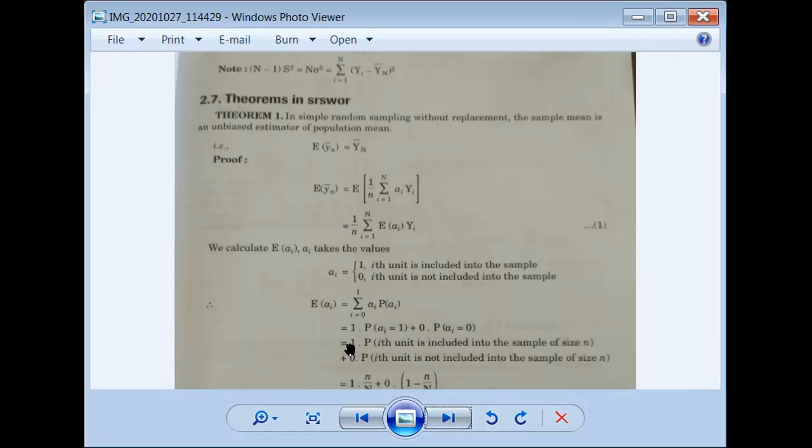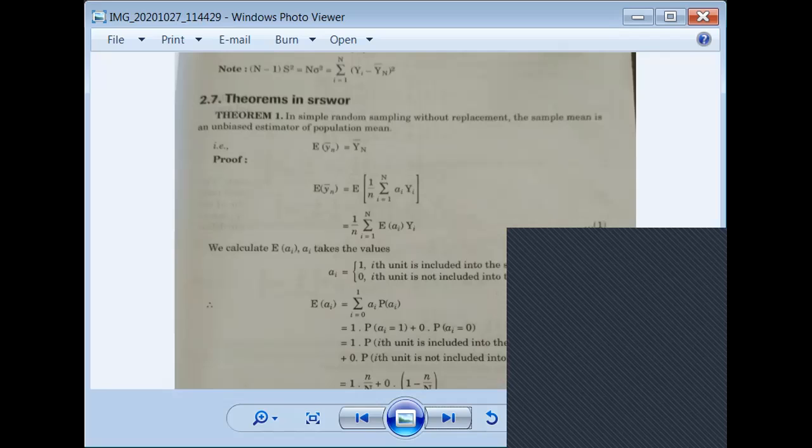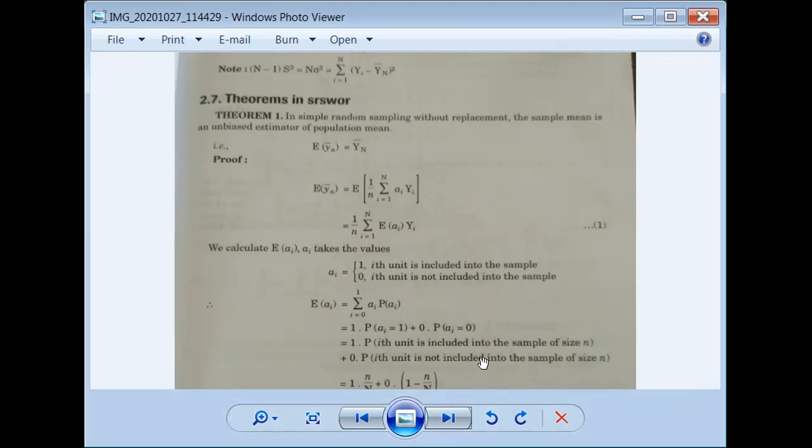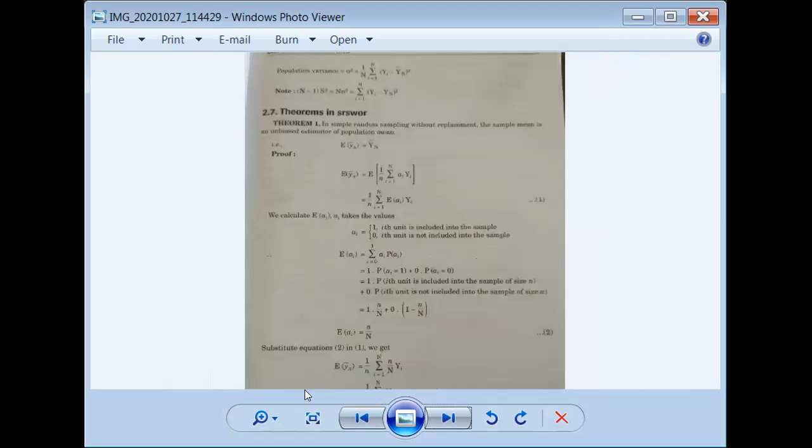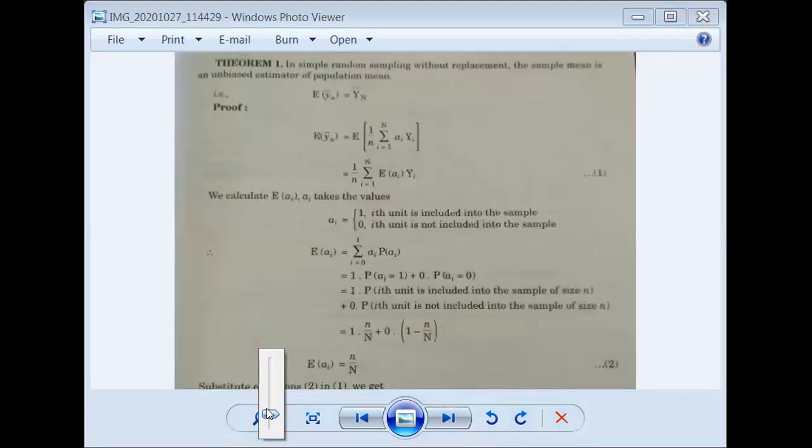So this is equal to 1 into the probability of ai equal to 1, which means the probability that the ith unit is included in the sample of size n, plus 0 into the probability that the ith unit is not included in the sample. The probability that the ith unit is included in the sample can be written as small n by capital N. Why? Because out of the population size capital N, we take the sample size small n.